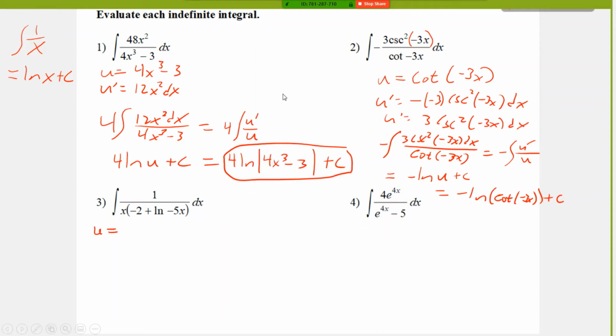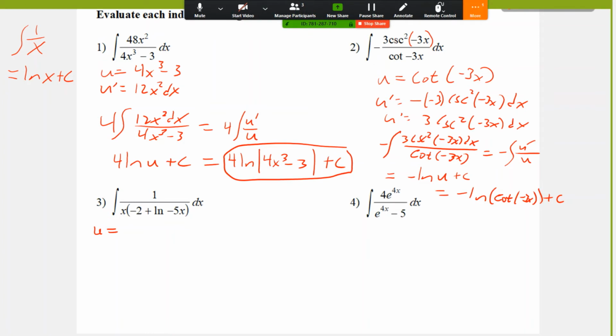Okay, here u is just x. Okay, this is not just x. Anyone, what should my u be for number 3? It should be, let me see, -3x.